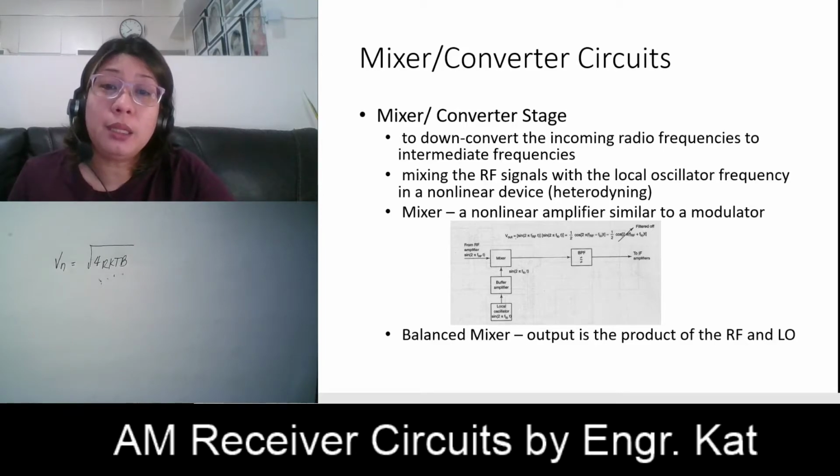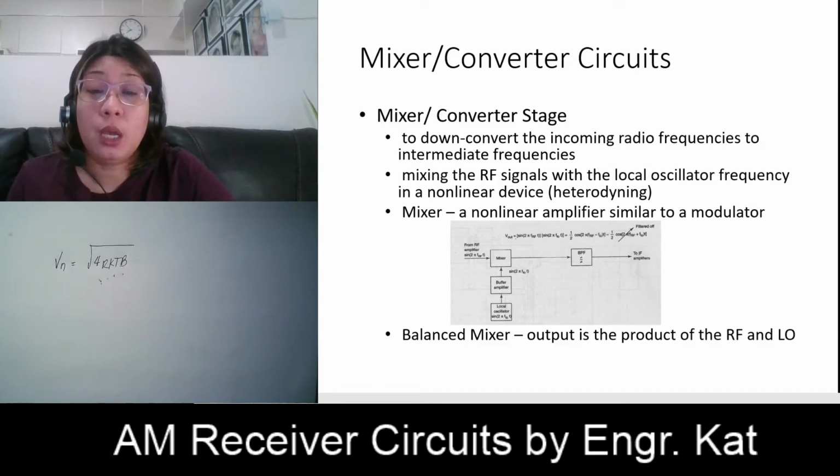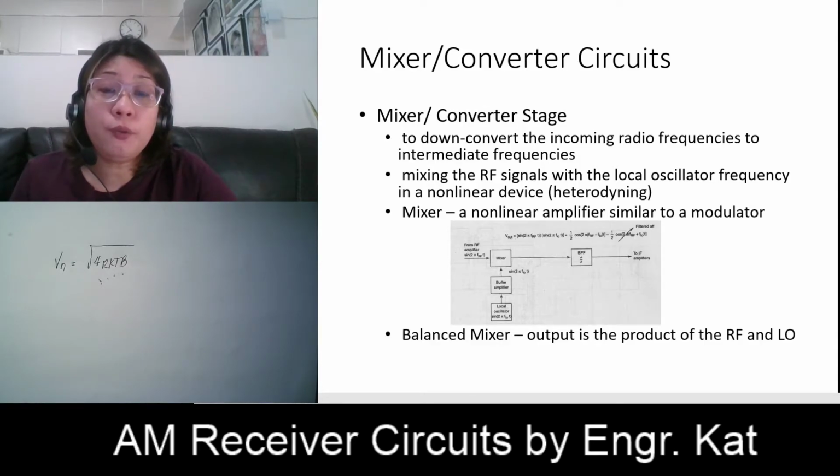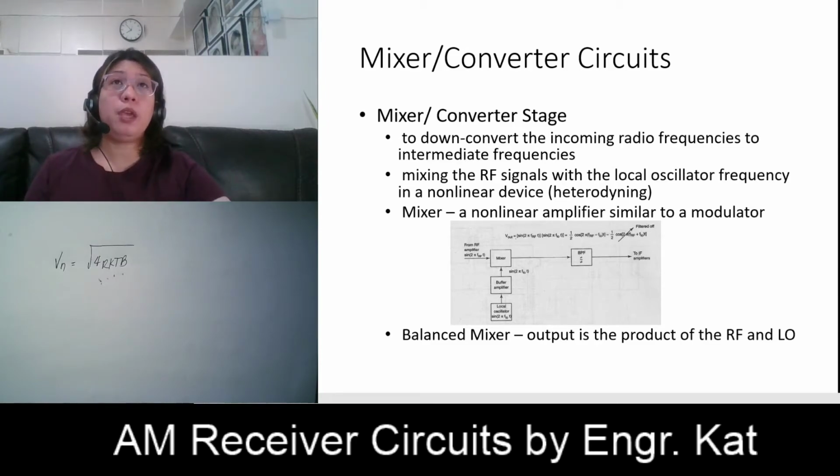So usually, the sum is being filtered out while we get your output. The difference, which is the frequency of your RF signal and the frequency of your local oscillator, will determine the intermediate frequency. Okay, so your intermediate frequency is the RF minus your local oscillator frequency. So we have here what we call a balanced mixer. The output of our balanced mixer is the product of our RF and the local oscillator.